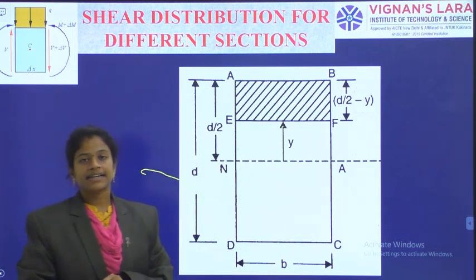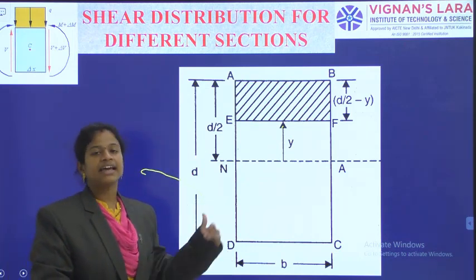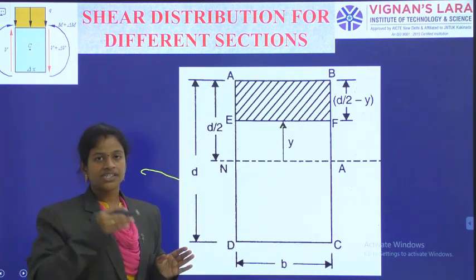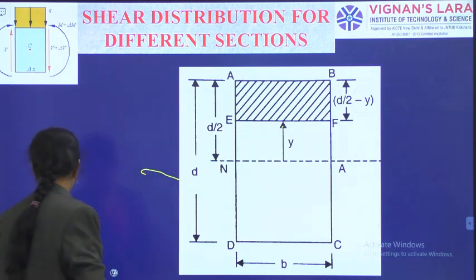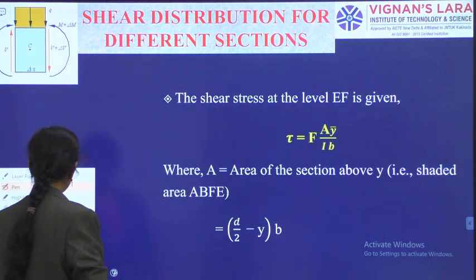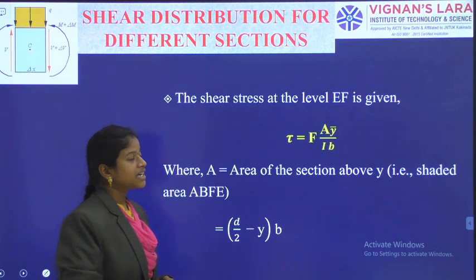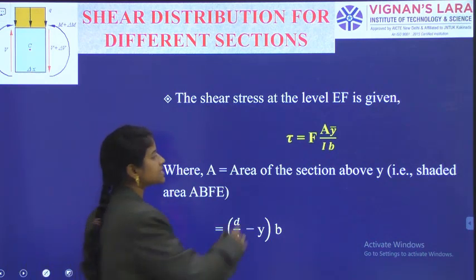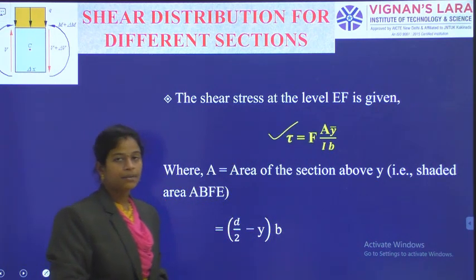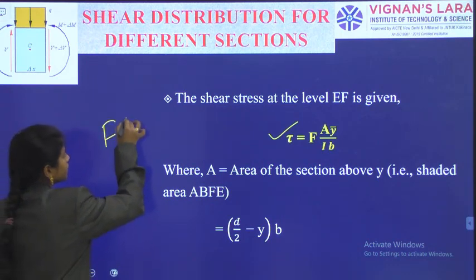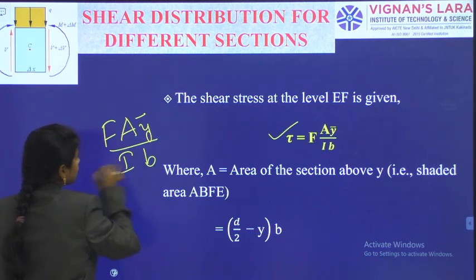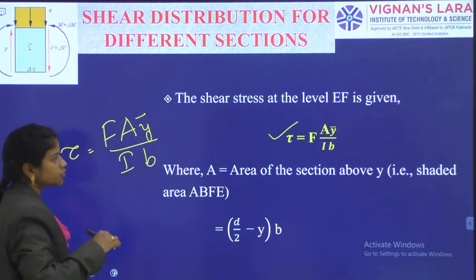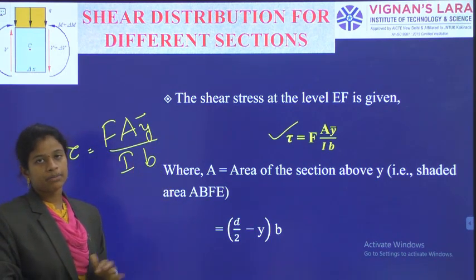Now I need to calculate the shear stress equation at any level, so that I can give the equation and at different points I can calculate the shear stress. Now shear stress at the level EF is given by tau is equal to F A y bar by I into B. So this tau is equal to F A y bar by I into B.